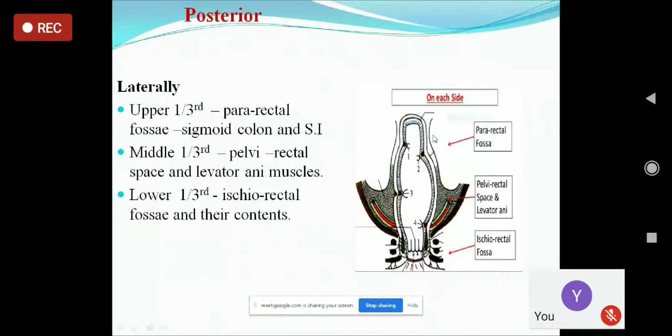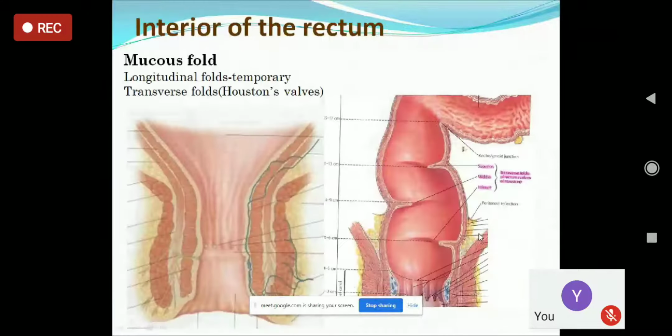So this is the pararectal fossa. This is the small intestine. This is the relation, all the relations shown in the midline. If you see on each side, you can see the pararectal fossa like this. So now we'll move on to the interior of the rectum.